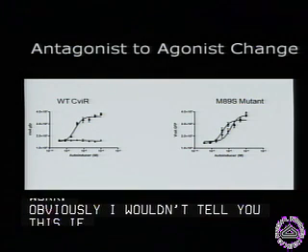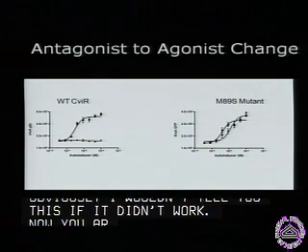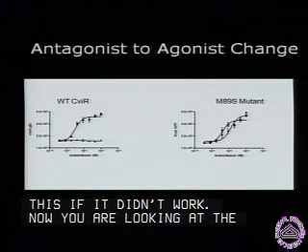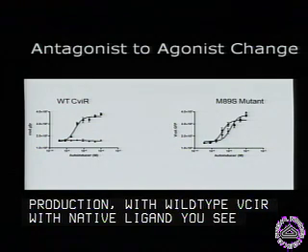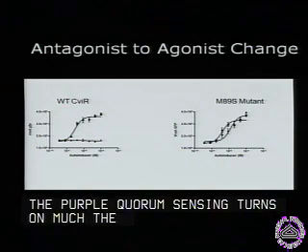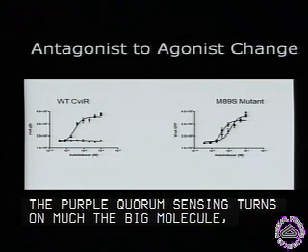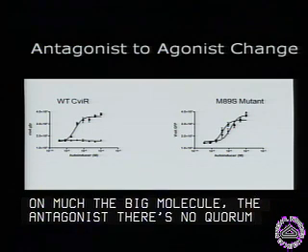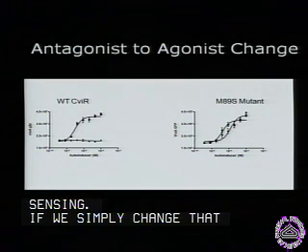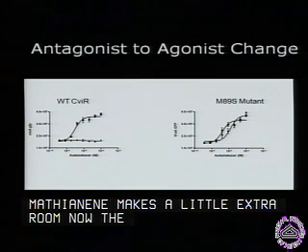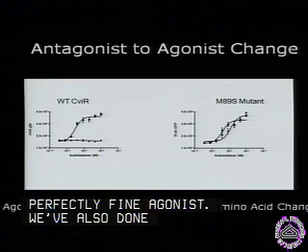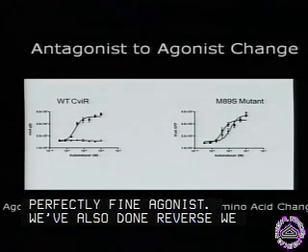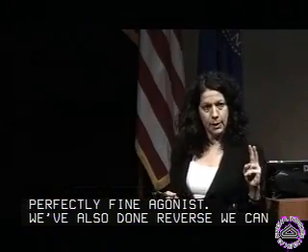So now, you're looking at violacein production, right? So with wild-type CviR, with the native ligand, you see that the purple quorum sensing turns on. But with the big molecule, the antagonist, there's no quorum sensing. If Lee simply changes that methionine that's at position 89 to serine, so he just makes a little extra room, now the antagonist is actually a perfectly fine agonist. And we've also done the reverse. We can change an agonist to an antagonist by simply changing 2 amino acids in the binding site.